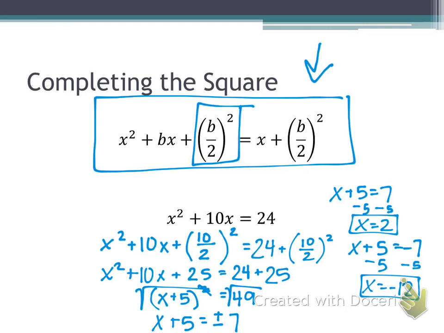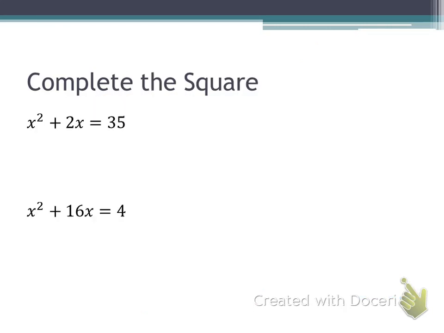All right, so let's do the next example. We're basically doing that exact same thing I just did with these two problems, okay? You always want to check first, before you do anything, and make sure that x squared and x are by themselves on one side of the equation. So I check and I see that they are. 35 is on the other side, so I know I can proceed.